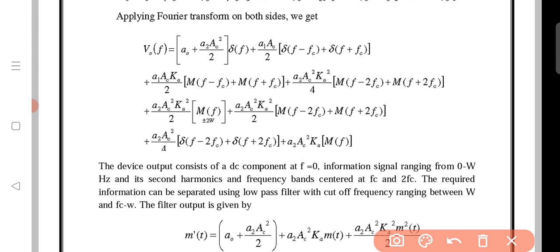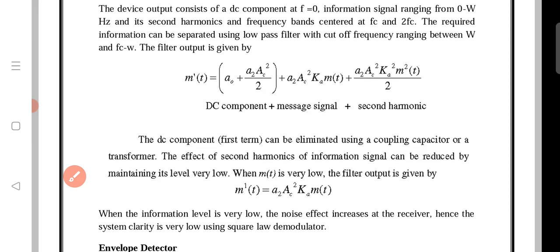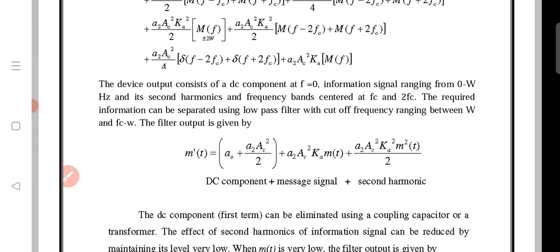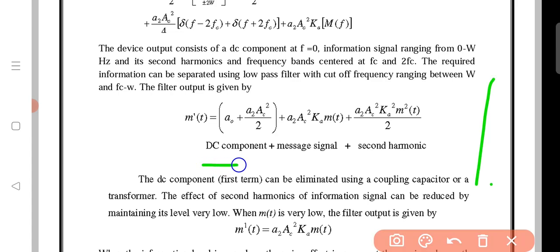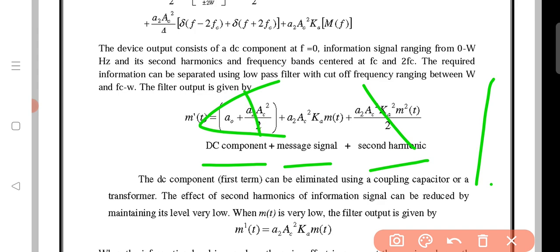In the time domain representation, it is also like this. This is the simplified version: DC component, message signal, second harmonic. The DC component and second harmonic are nullified and eliminated by the low pass filter. Only the message term appears at the output of the low pass filter.